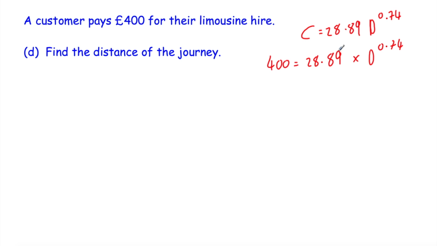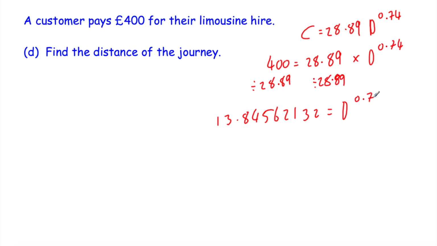So what we're going to do is divide both sides by 28.89. So the left hand side, whenever we do 400 divided by 28.89, we get an answer of 13.84562132. And that's equal to, on the right hand side, we've divided by 28.89 to get rid of the 28.89, so we're just left with d to the power of 0.74.